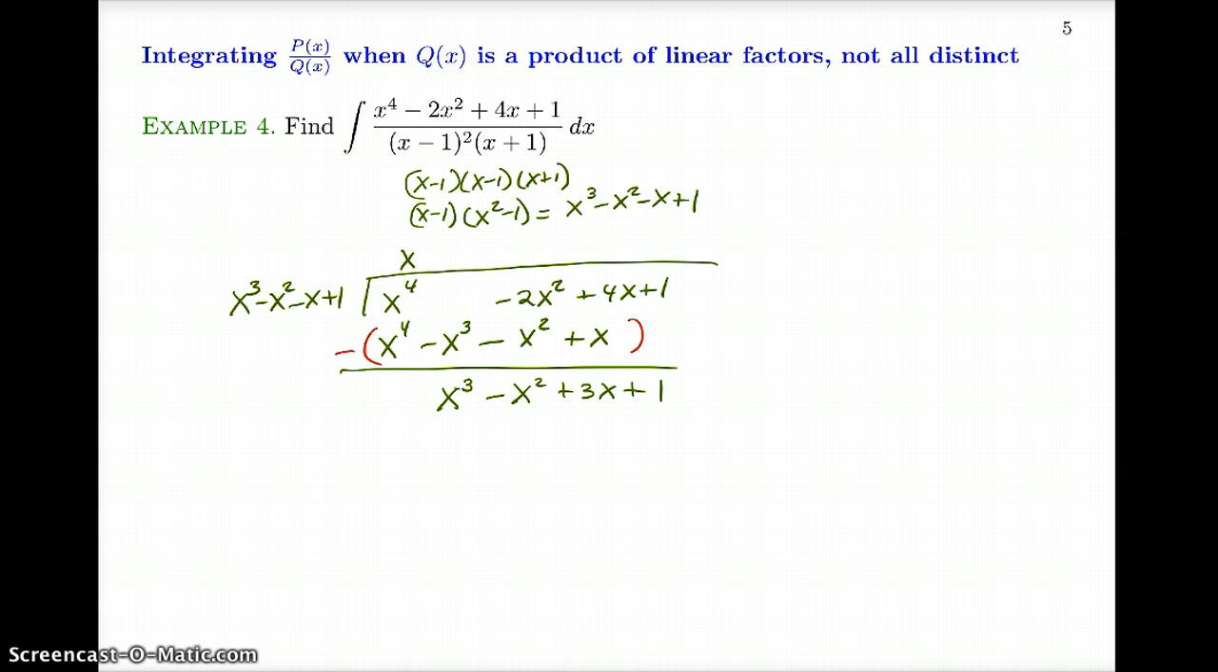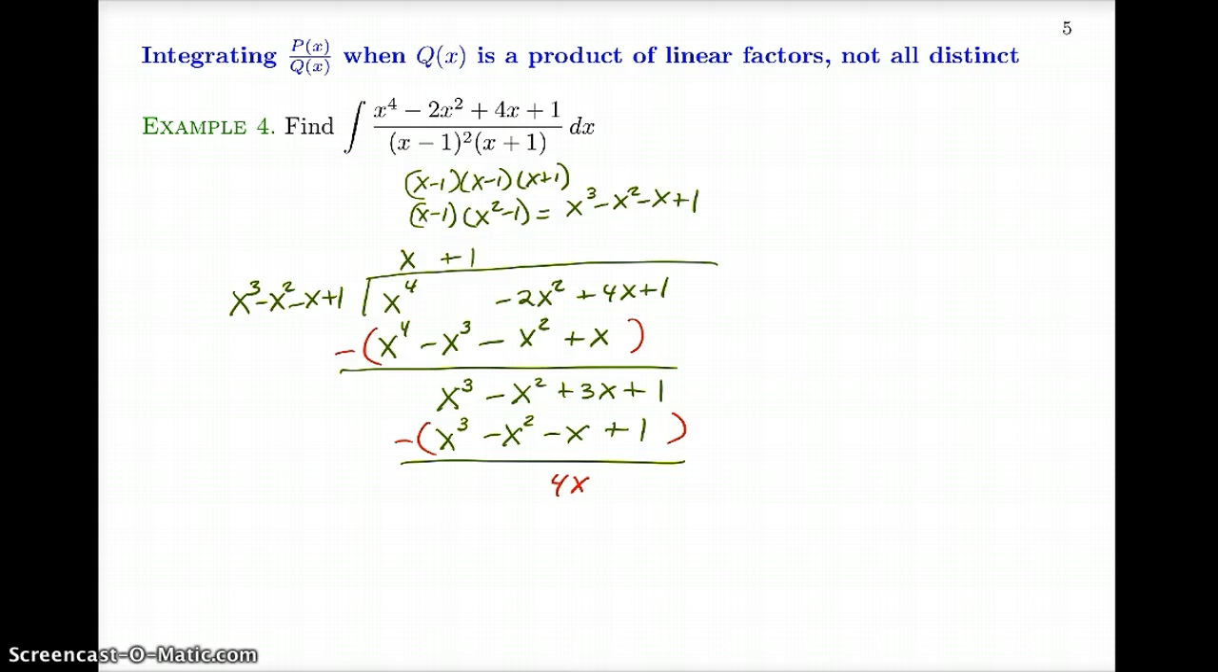And then x cubed goes into x cubed once, so 1 times x cubed, 1 times minus x squared, 1 times minus x, 1 times 1. And then we subtract, and the x cubes cancel. We get minus x squared. I guess the x squareds also cancel. Get 3x plus x, so 4x. And then 1 minus 1, the 1's cancel. So we just have 4x.